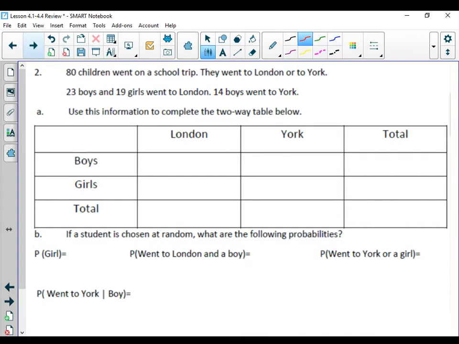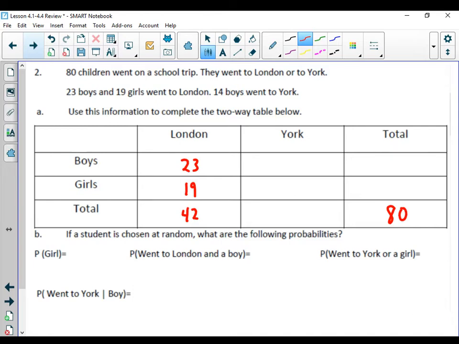First of all, we had 80 children who went on the school trip. So right away, I can put 80 for our total. Some of them went to London or to York. 23 boys and 19 girls went to London. So I'm going to start with that. So 23 boys, 19 girls, or 42 total people went to London.